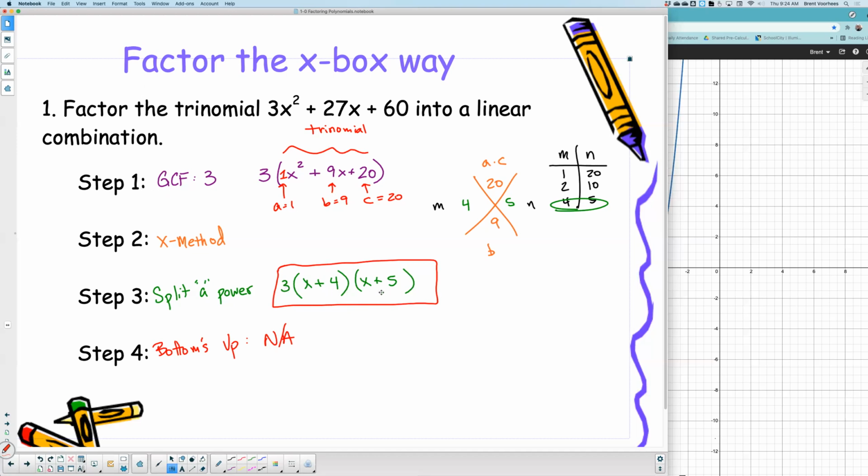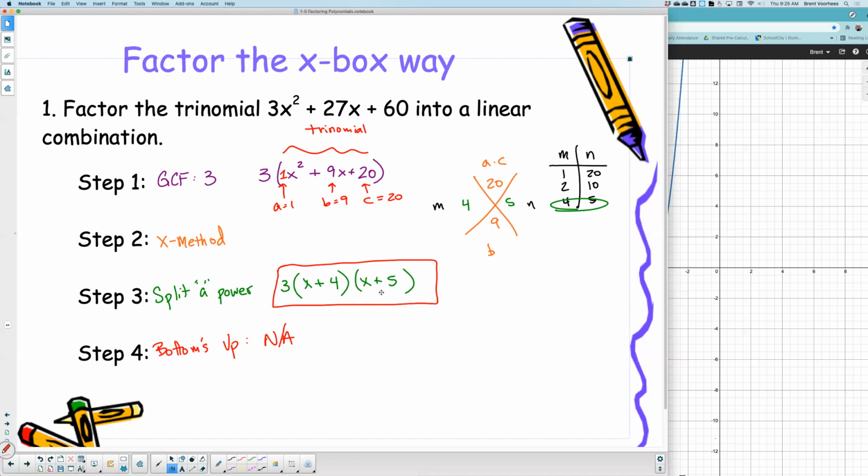So the answer I was looking for is the number 3 was our greatest common factor. What would you call these two factors? Let me go over here and show you on the board. These would be called linear factors. Why they call x plus 4 and x plus 5 linear factors is because the equation y equals x looks like what?